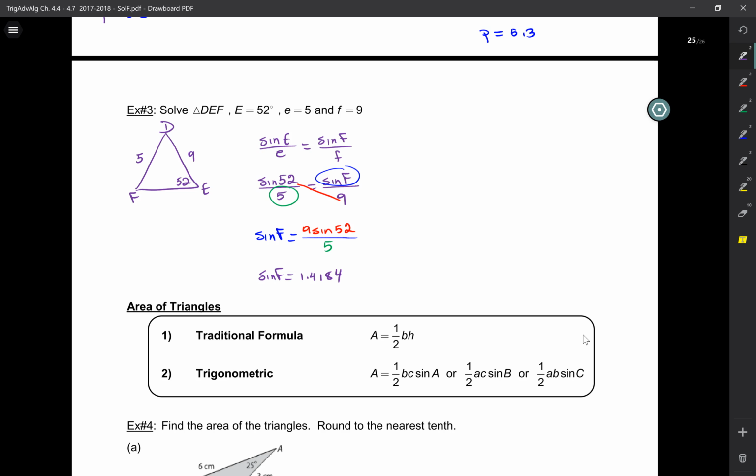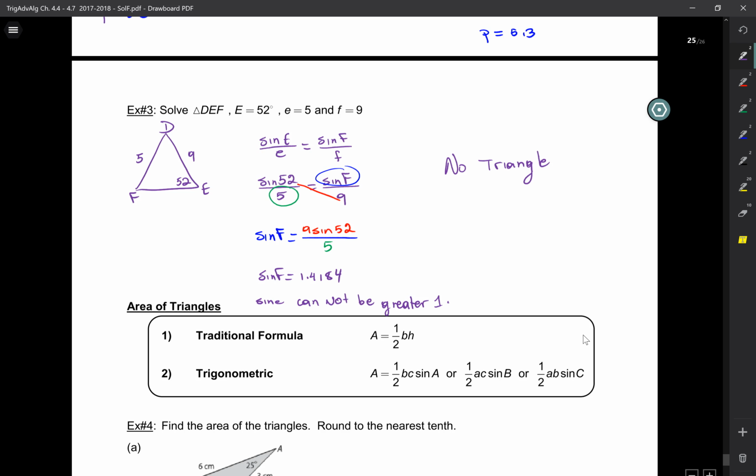There's something wrong with this. This is telling us that the sine of the angle F is 1.4. Well, that can't be. Sine can never be greater than 1. Okay? That means we just say no triangle. Sine cannot be greater than 1. So what does it mean, no triangle?